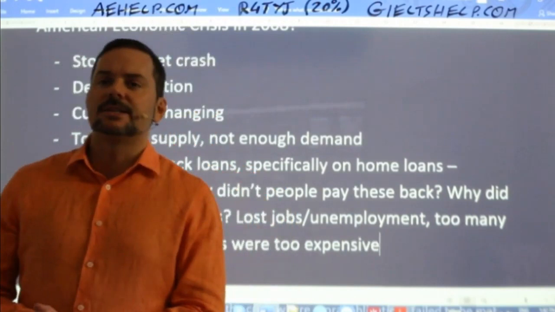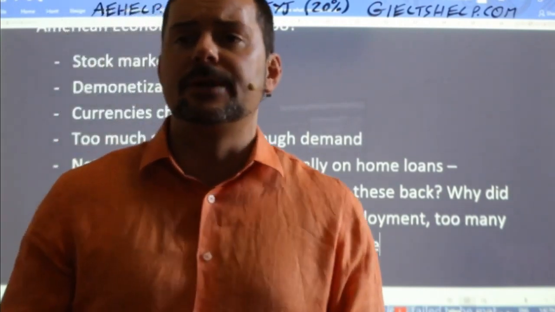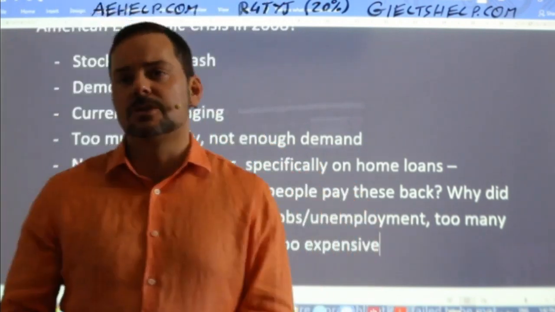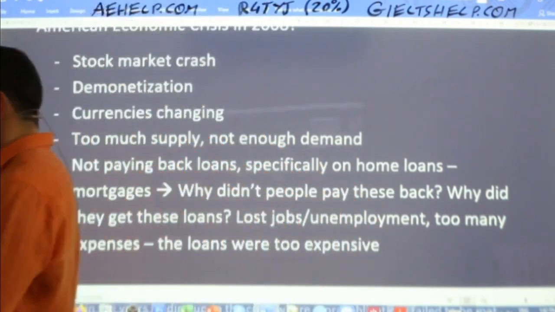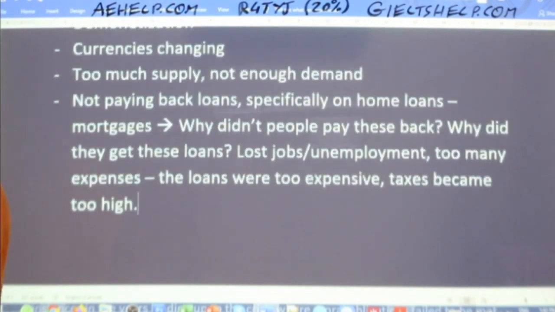So Pavan says the interest rates were really high, the tax system's bad, there was a low income threshold. Yeah, Pavan, so those are some good ideas, right? The loans were too expensive, taxes became too high, right? So all of those are good ideas. Okay, so now we're on the right path.